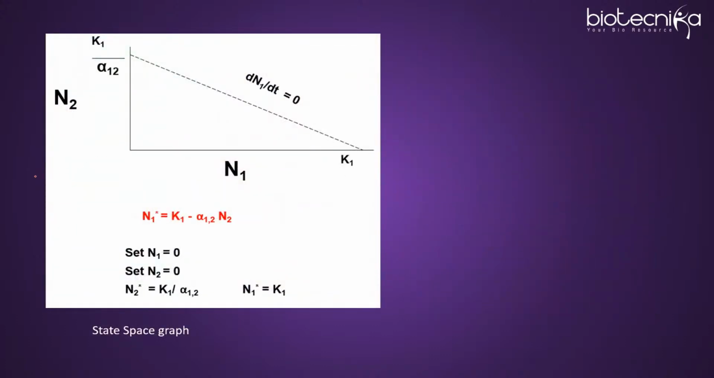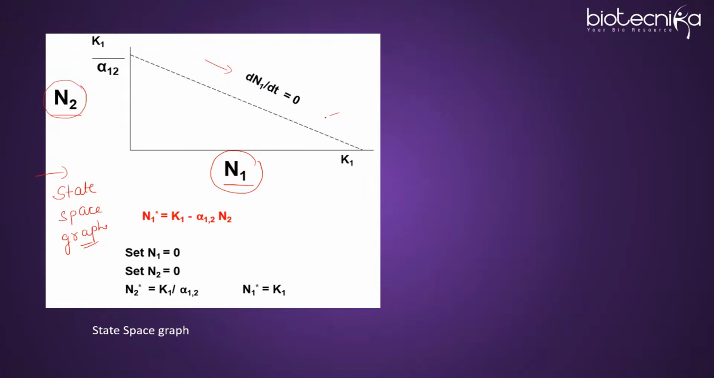Now let us move to the next slide, and here let us look at the state space graphs. This is a very important section of the Lotka-Volterra model. So state space graphs will be drawn. Now what are state space graphs? Here we'll be plotting two species on the X and Y axis, and we will plot a zero isocline.